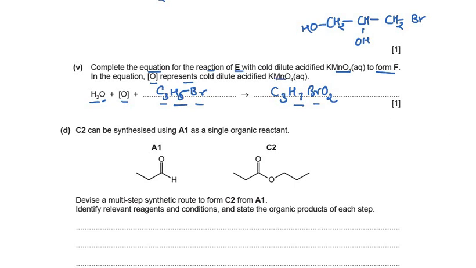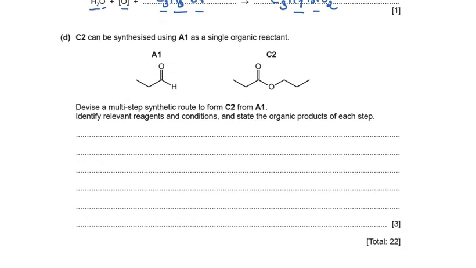And so let's go ahead with the next sub question, where it is a D sub question, which says C2 can be synthesized using A1 as a single organic reactant. So A1 is given here, C2 is given here. Devise a multi-step synthetic route to form C2 from A1. Identify relevant reagents and conditions and state the organic products of each step.